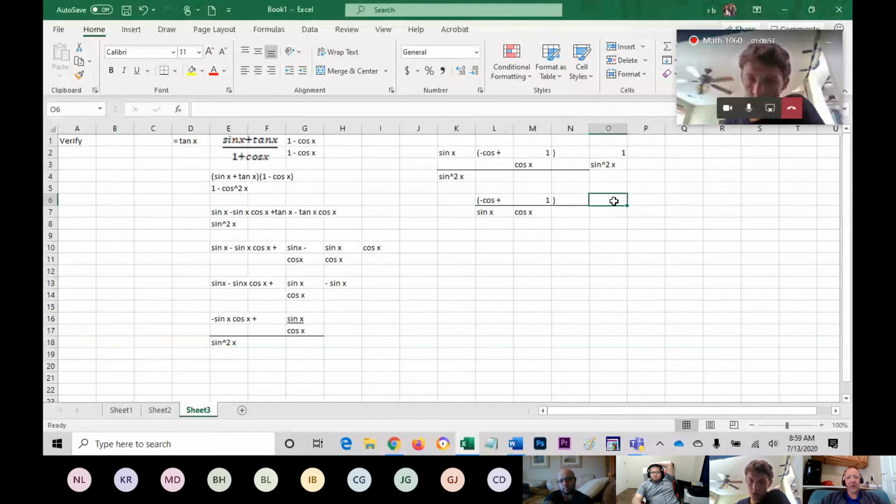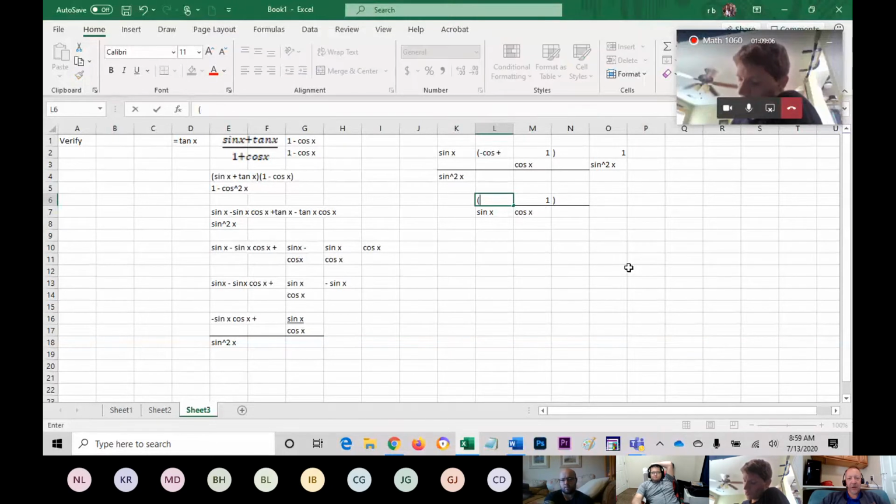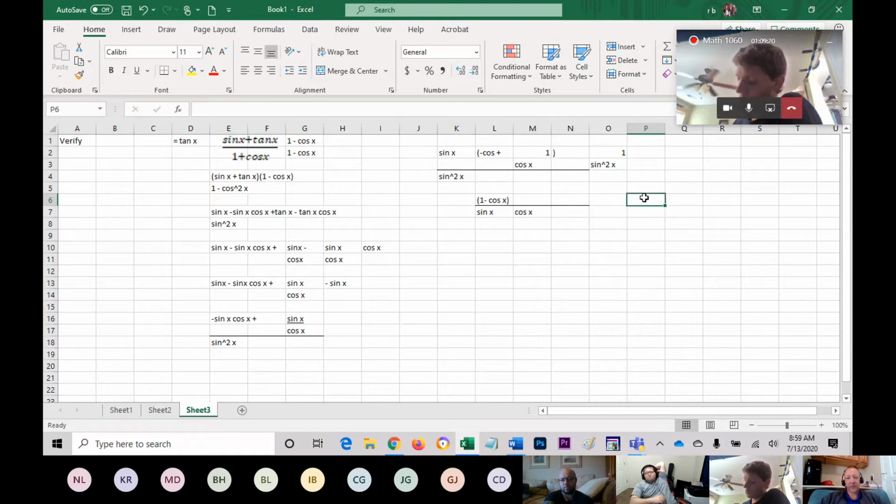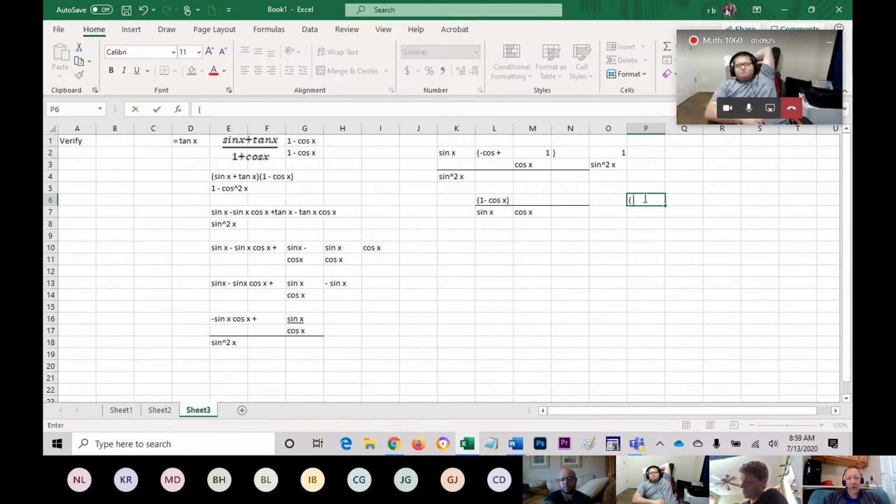Okay. So maybe if we multiply by a conjugate, what do we got? So maybe I should rewrite this one instead of negative cosine. We could write this as 1 minus the cosine of x. And then it would be a lot simpler. Okay. So what would be the conjugate? 1 plus the cosine of x.